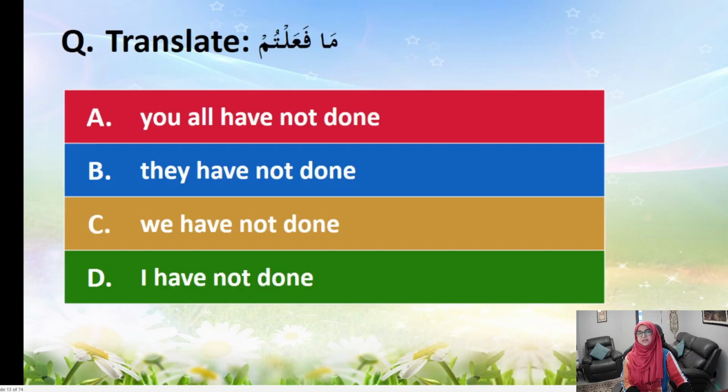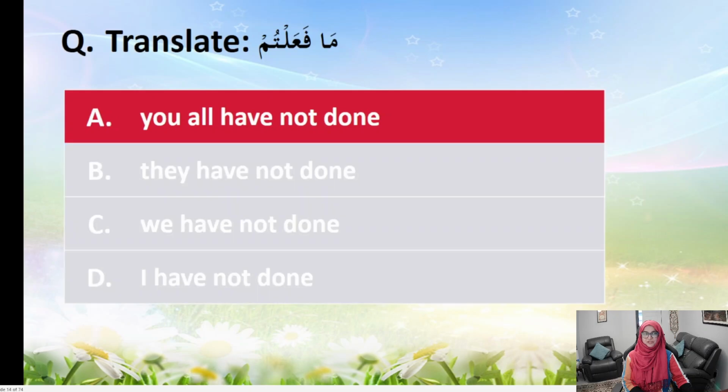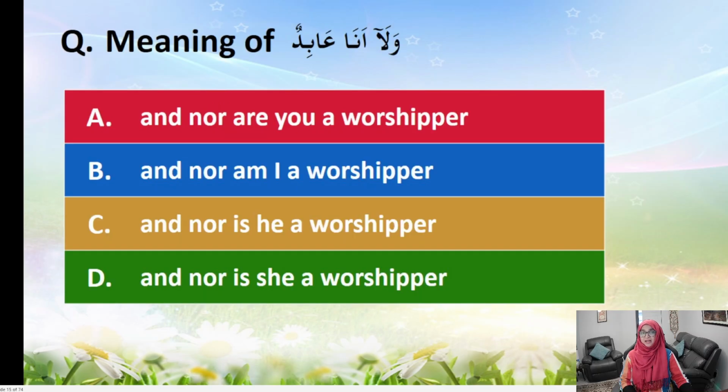Let's do a little quiz for you. Can you translate? Ma fa'altum. You all have not done. MashaAllah, good. Ma means not, and fa'altum, you all did. Very good. Wala ana abidun. Give me the meaning.